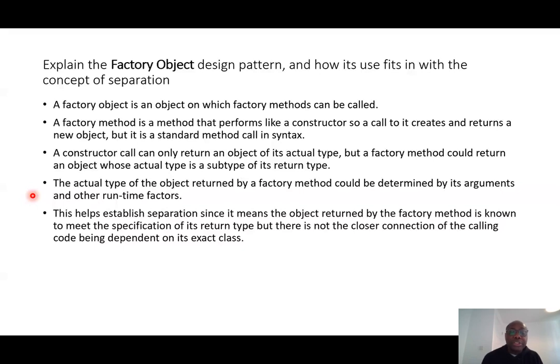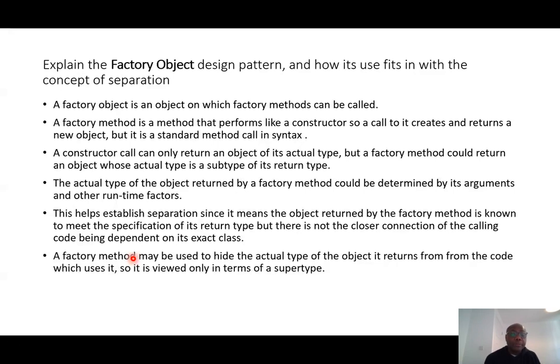This helps establish separation, since it means the object returned by the factory method is known to meet the specification of its return type, but there is not the closer connection of the calling code being dependent on its exact class. So it's not dependent on its exact or actual class. You can return a subtype of it, which makes it flexible, so you can actually return other types. Of course, they will be related, but maybe not closely related in a way.